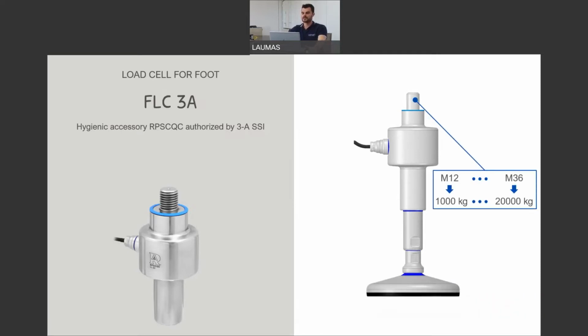The FLC capacity range starts from 1,000 kilograms up to 20,000 kilograms, with many different threads starting from M12 to M36, depending on the load cell capacity.